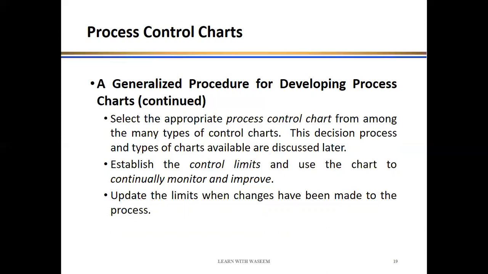The fifth step is to establish the control limits, like we discussed in the previous lecture: the upper control limit, lower control limit, and the central line. You will have to establish the control limits and use the chart to continually monitor and improve. The sixth and last step is to update the limits when changes have been made. Obviously, when you make some changes, you will have to update the limits as well.